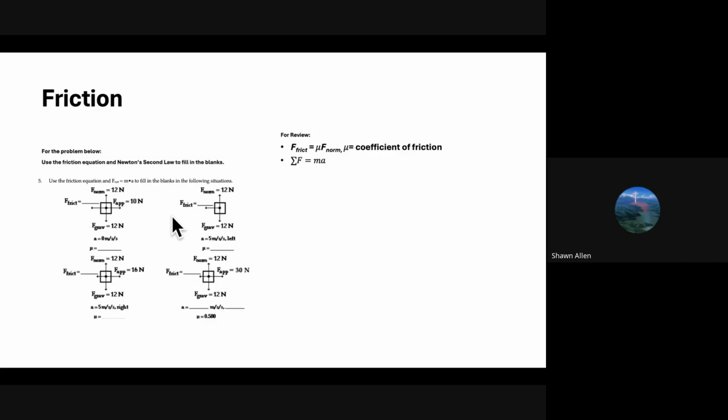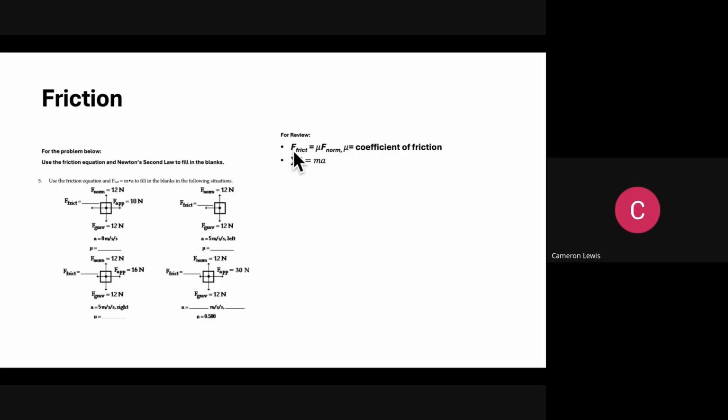Yes. How will we find the coefficient of friction? By doing mu. Look over to the right, do you see my mouse? Friction has to equal mu times the normal force. I had to zoom in, my bad. F friction equals mu F norm.